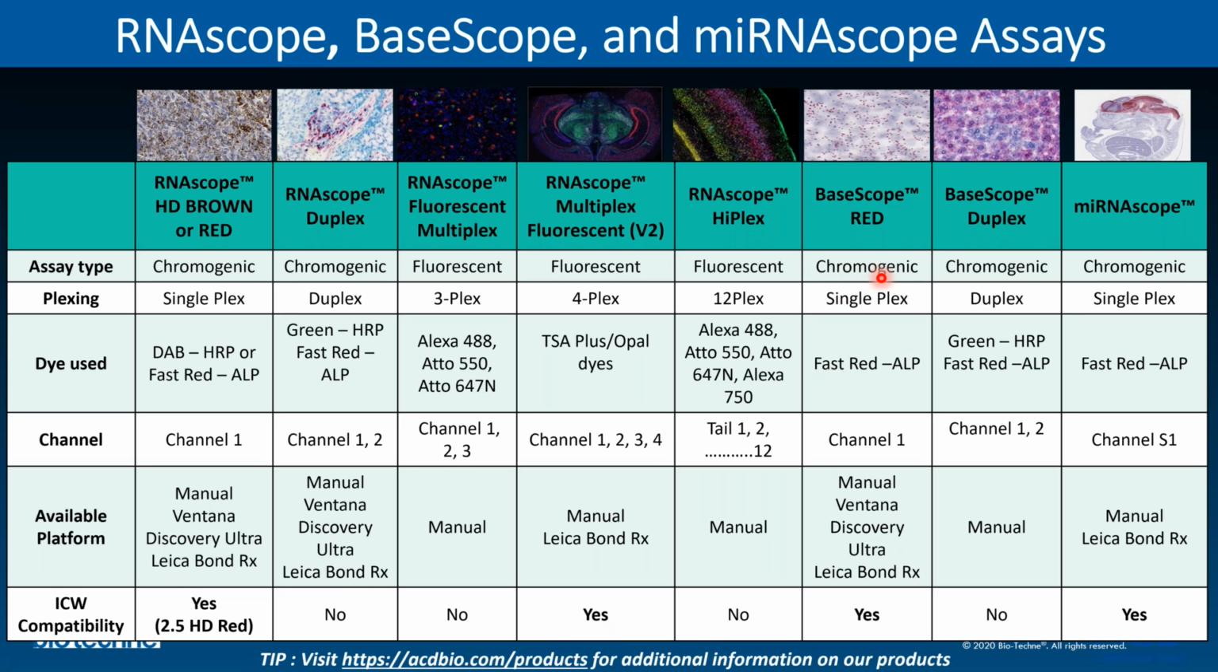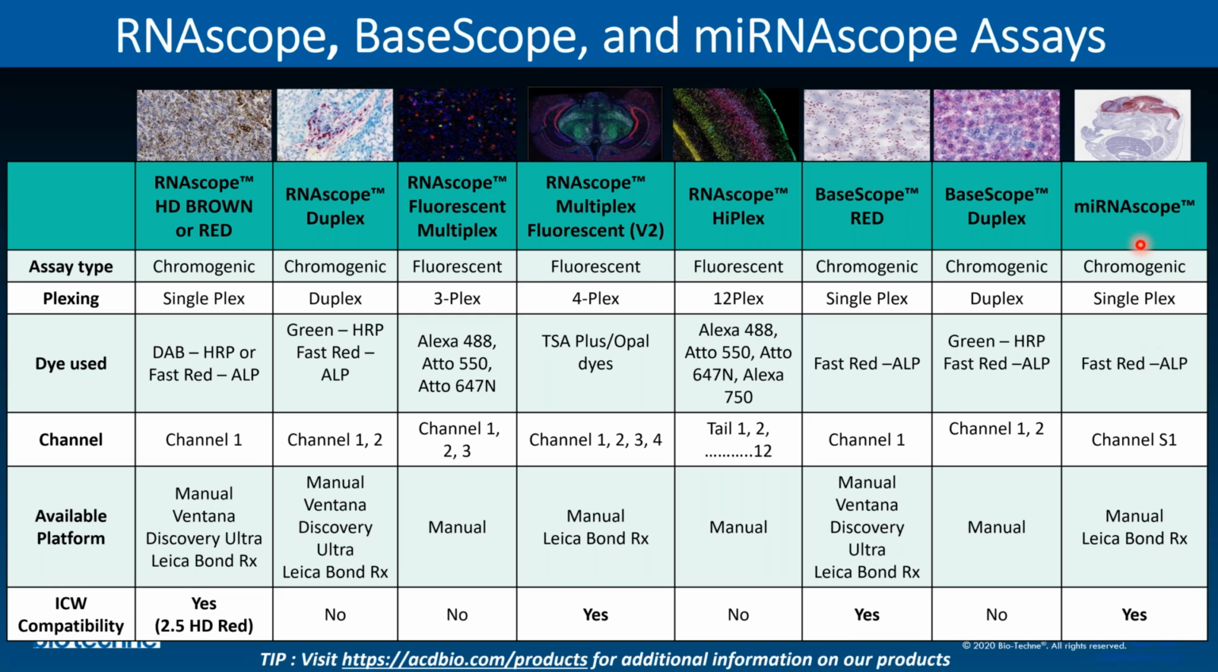And then the last three columns essentially represent our sister technologies for looking at shorter transcripts. So you have the BaseScope Red and BaseScope Duplex, and both of these are chromogenic in nature. So you can look at 1 or 2 short sequences. With regards to the platform availability, only the singleplex BaseScope Red is compatible with both the manual and the automated platforms, whereas the Duplex is only available as a manual option. And for the ICW, only the BaseScope Red is compatible with the RNA-protein co-detection with ICW.